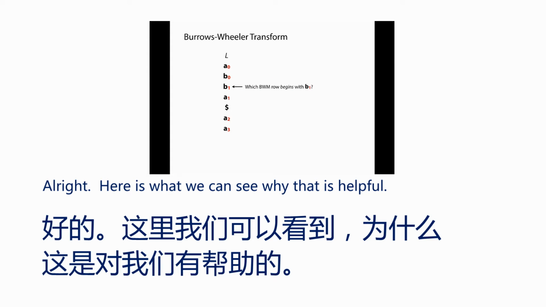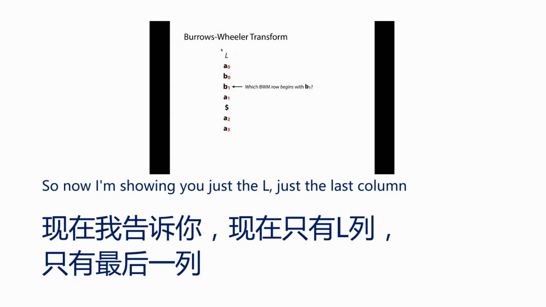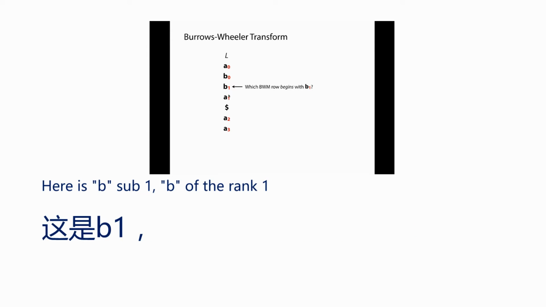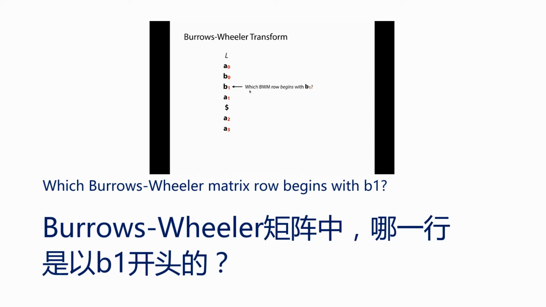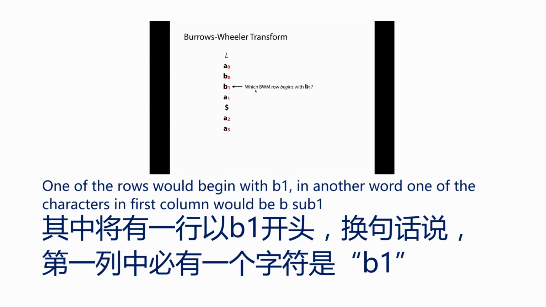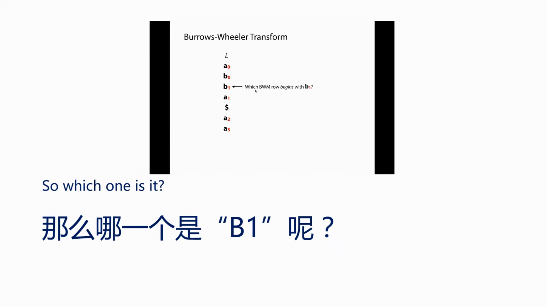All right, here's where we can see why that's helpful. So now I'm showing you just L, just the last column. I've gotten rid of F, I've gotten rid of the rest of the matrix. And we're asking the following question. So here's B sub 1, the B of rank 1. Which Burrows-Wheeler matrix row begins with B1? So if we drew out that whole matrix, one of the rows would begin with B1. In other words, one of the characters in the first column would be B sub 1. So which one is it?